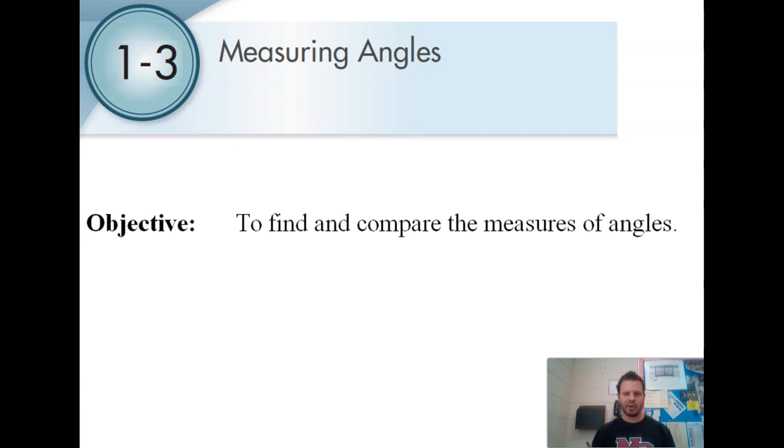So today what we'll do is we'll define angles for you. We'll talk about how to name them and then also get into measuring angles. Objective today: define and compare the measures of angles. Here we go.